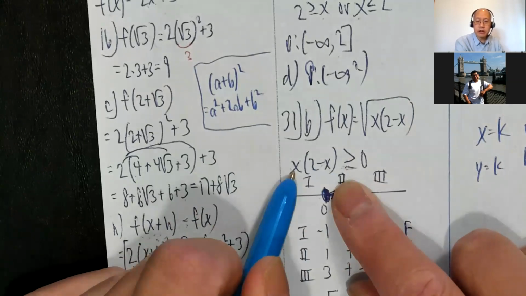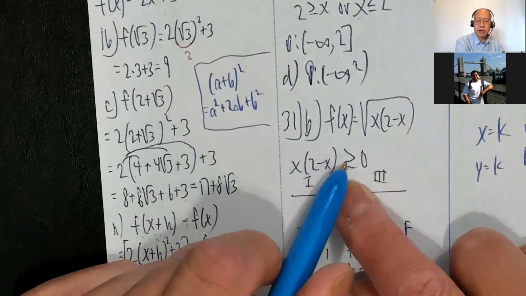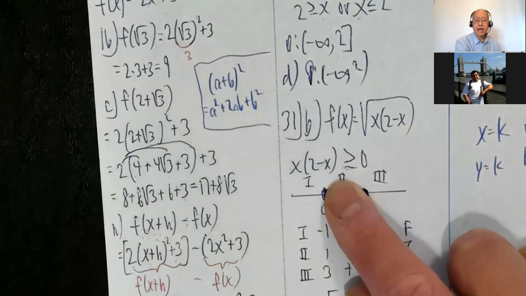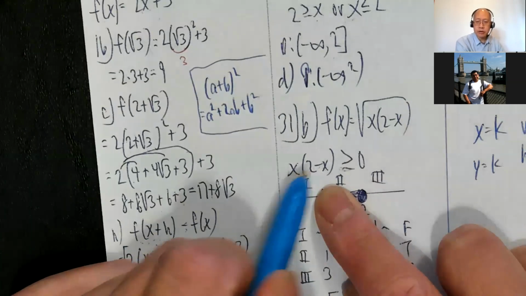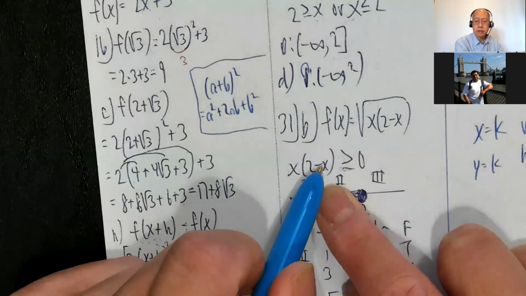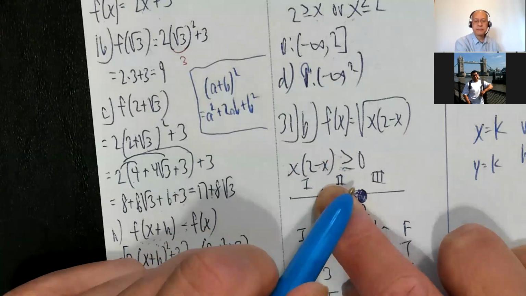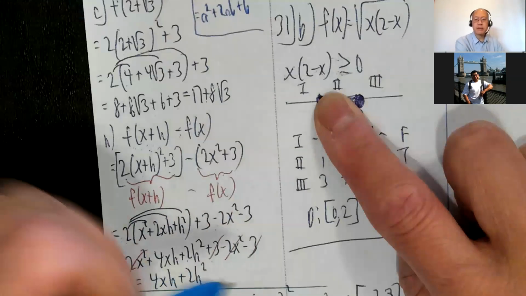If I plug in 0 here and a 0 here, it would say 0 times whatever this is, greater than or equal to 0. That's true. And likewise, if I plug in 2, right? Put a 2 right here and a 2 right here. Well, this says 2 minus 2 is 0. 0 times that is 0. 0 is greater than or equal to 0. True. Then I do my sign chart.